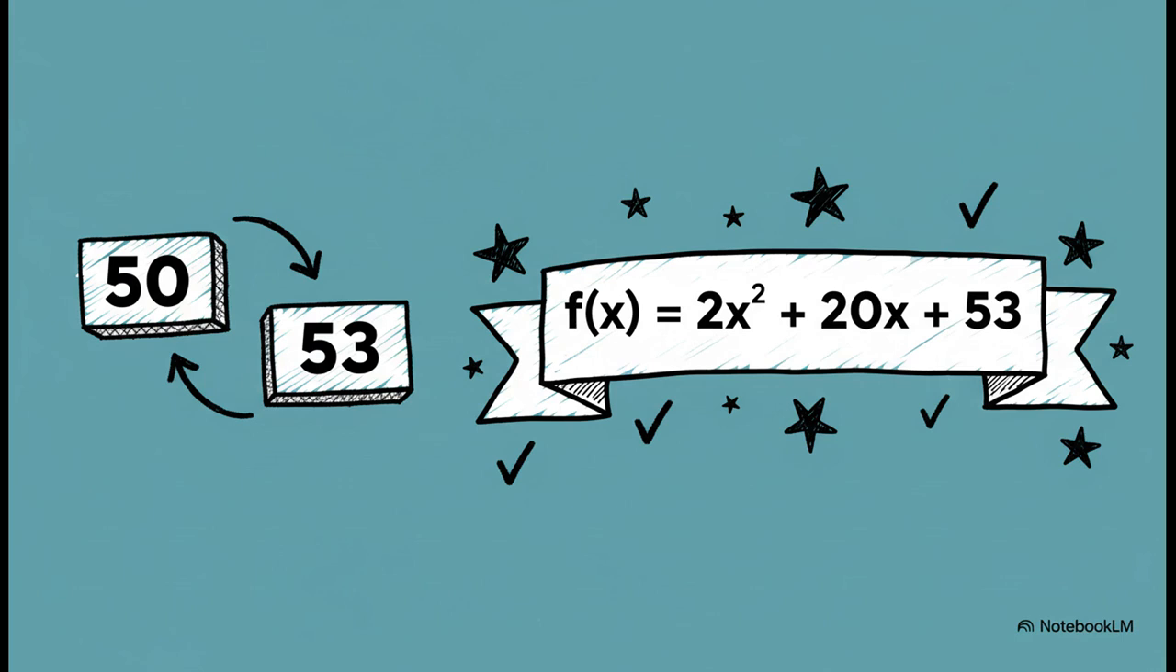And for the grand finale, our very last step is the same as it was in our first example. We just need to combine the constant numbers at the very end. 50 plus 3 gives us 53. And there we have it, our final answer. 2x squared plus 20x plus 53.